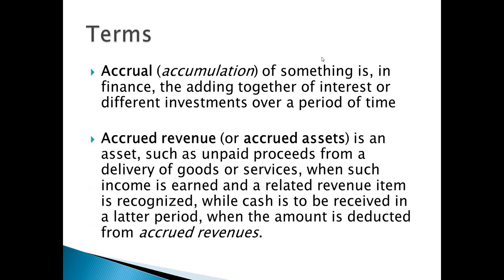Some terms we need to know moving forward are going to be accrual or accumulation of something, which is, in finance, the adding together of interest or different investments over a period of time. We'll talk about the reason why we're bringing up these terms later on. And accrued revenue or accrued assets is an asset such as unpaid proceeds from a delivery of goods or services when such income is earned and a related revenue item is recognized, while cash is to be received in a latter period when the amount is deducted from accrued revenues.